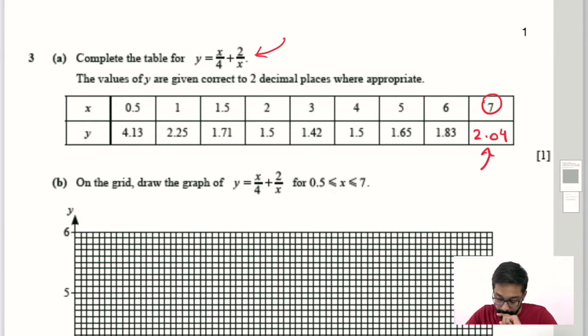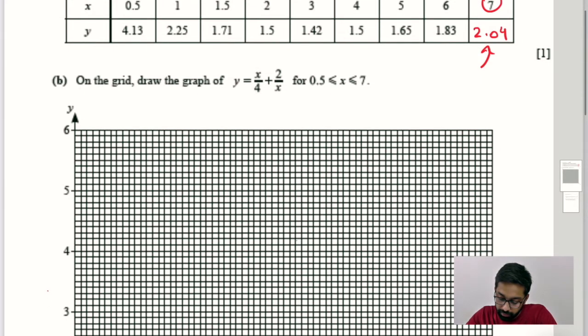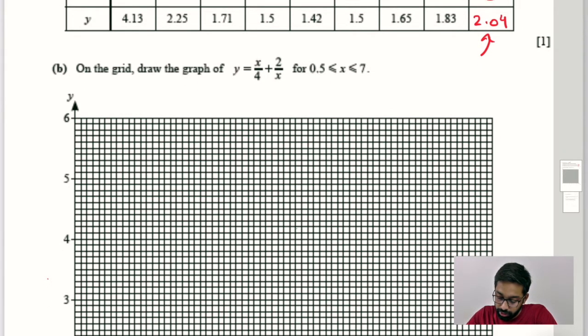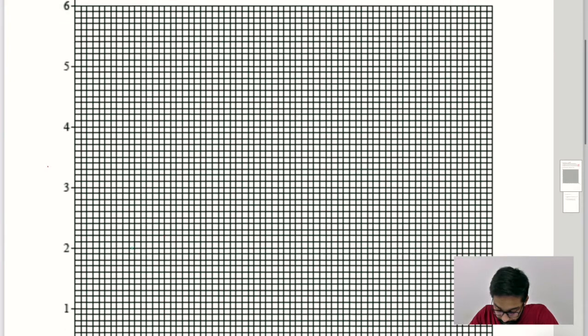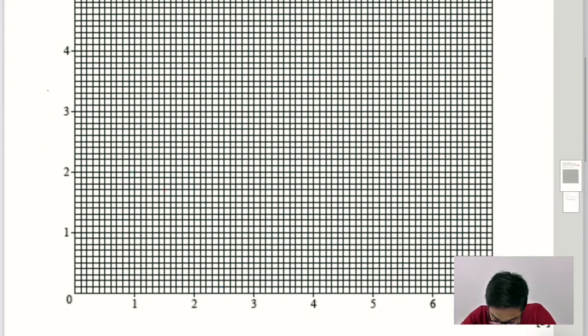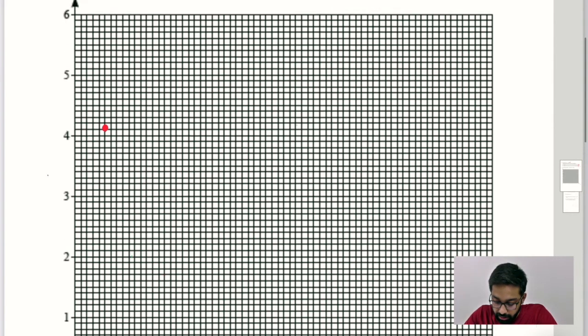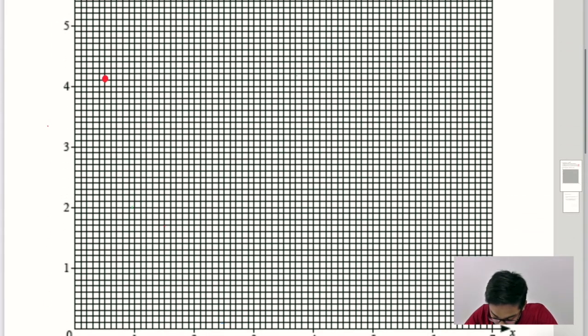Let's move on. On the grid, draw the graph of y equal to x over 4 plus 2 over x for the domain 0.5 to 7. Okay, now this is going to take a while. So when you have 0.5 as x and 4.13 as y, if you look at the graph that you have, 0.5 and 4.13 would be somewhere around here. I hope that is visible. The next point is 1 and 2.25, 1 and it goes all the way up till 2.25. It is going to be somewhere around here.